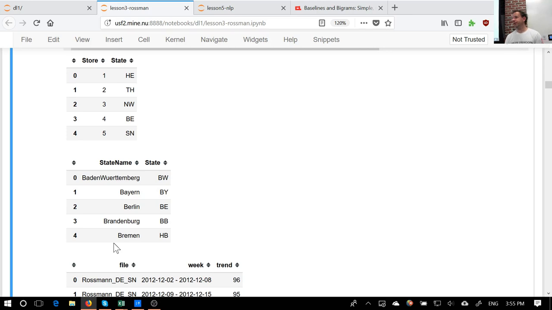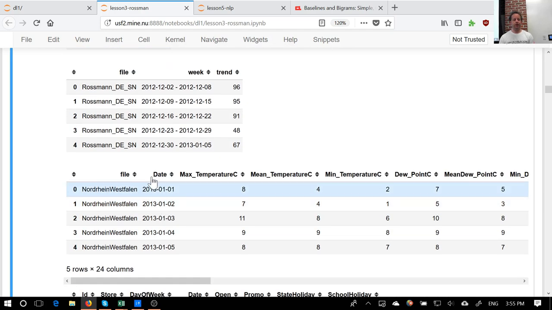Like in many Kaggle competitions, they let you download external data sets if you wish, as long as you share them with other competitors. They also told you what state each store is in. So people downloaded a list of the names of the different states of Germany. They downloaded a file for each state in Germany for each week, some kind of Google Trend data. I don't know what specific Google Trend they got, but there was that. For each date, they downloaded a whole bunch of temperature information.